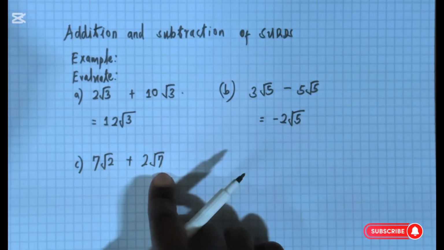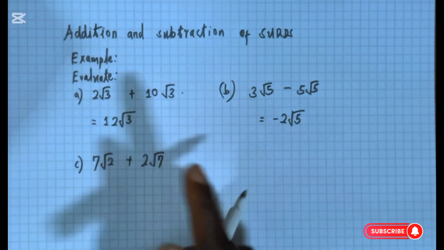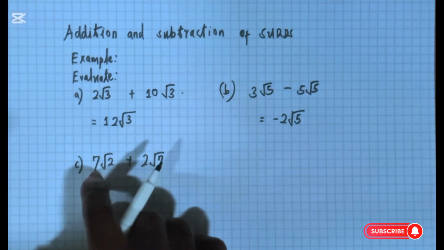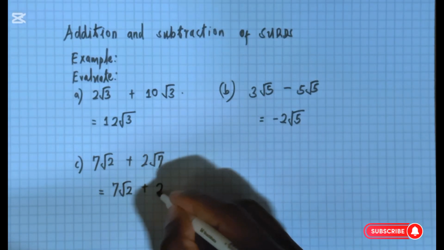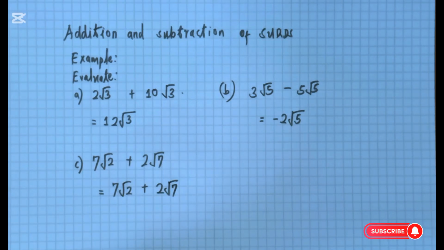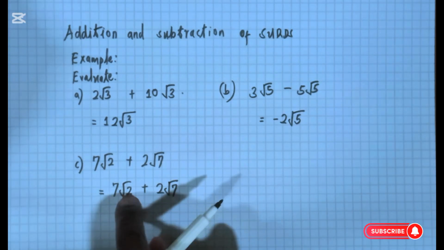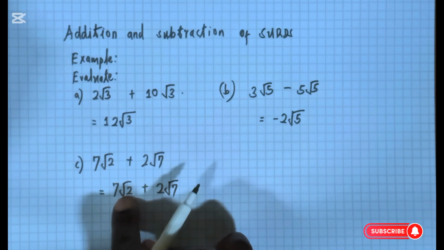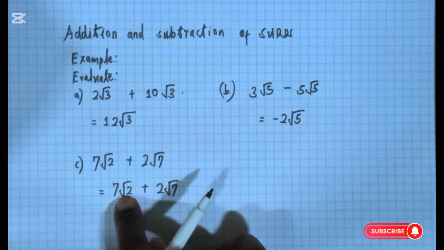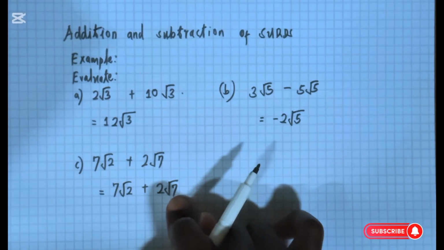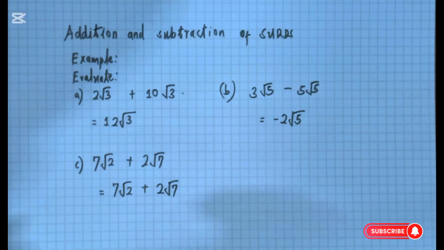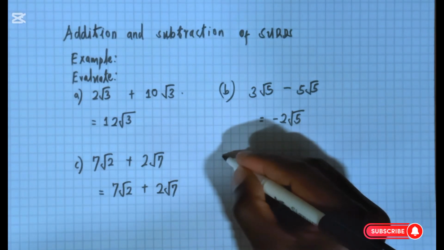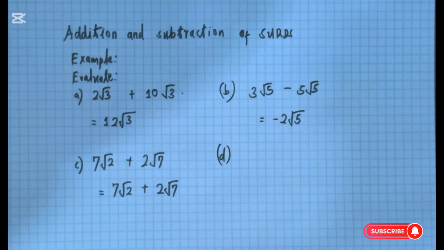So for this particular operation, our answer will remain the same. In this particular addition, we'll just have it as 7 root 2 plus 2 root 7. And the reason for that is because these surds are not alike. This is a surd of 2, and this is a surd of 7. All right, so that is why we are having it in that particular state. And for our final example, example D, we are going to handle a surd quite peculiar.